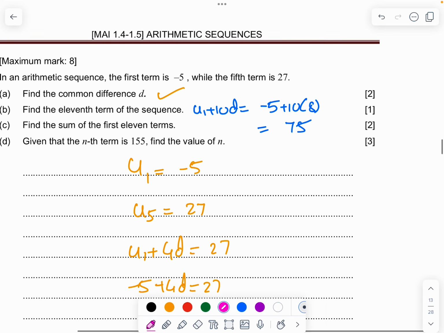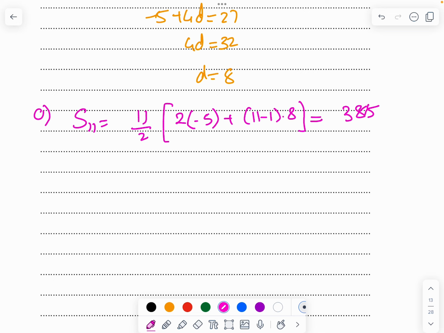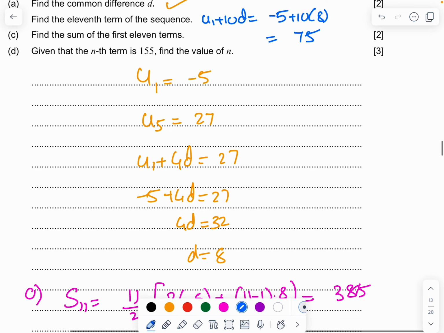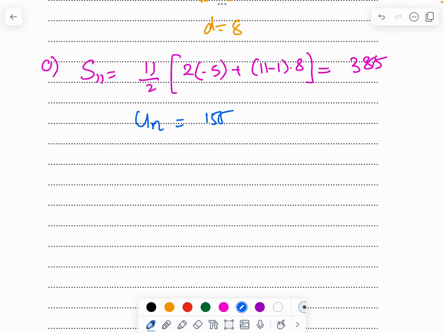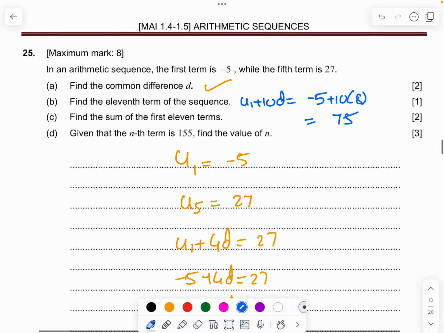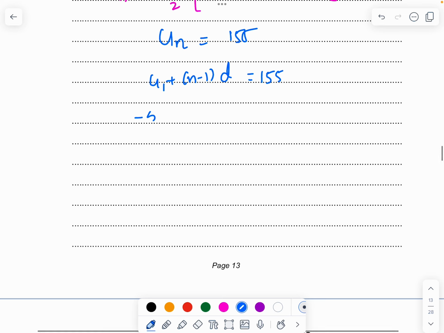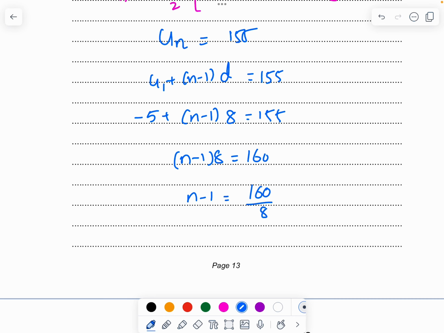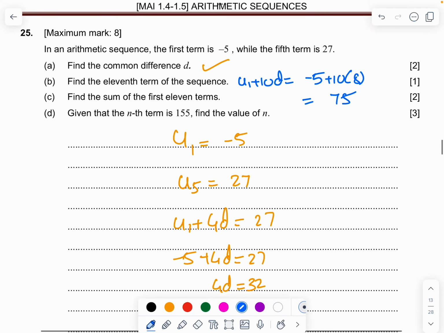Then, given that the nth term is 155, find the value of n. The nth term formula: u1 plus n minus 1 times d equals 155. What was u1? Negative 5 plus n minus 1 times 8, d is 8, equals 155. n minus 1 times 8 equals 160. n minus 1 equals 160 divided by 8. n minus 1 equals 20. n equals 21. That completes question number 25.